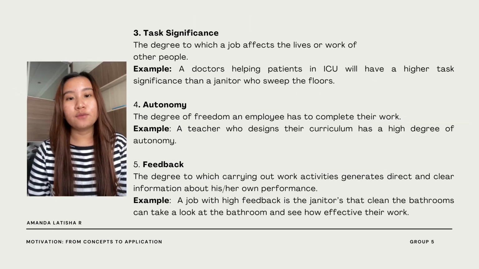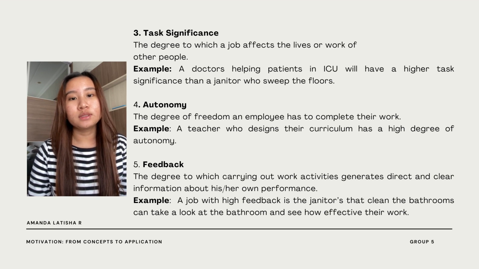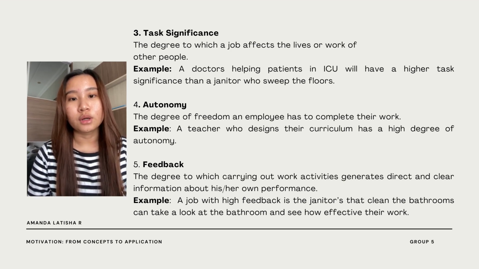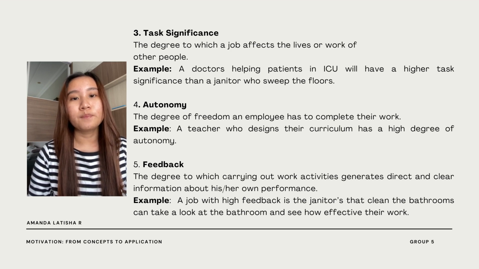The third one is task significance. Task significance is basically a job characteristic where the job itself will affect the life or work of other people. For example, a doctor who helps patients in the ICU will have a higher level of task significance than a janitor who sweeps the floors. It is because the doctor who helps patients in the ICU has a direct effect on the life of other people, and in this case, their patients.